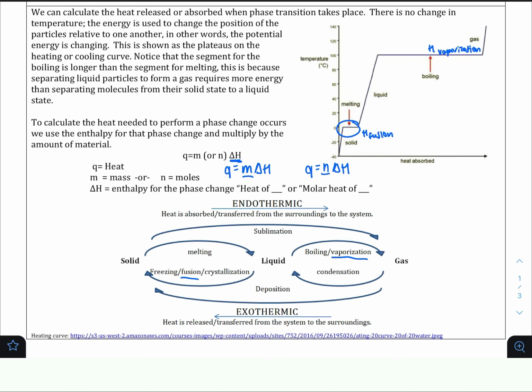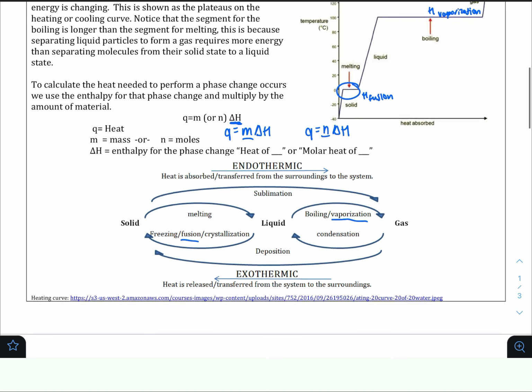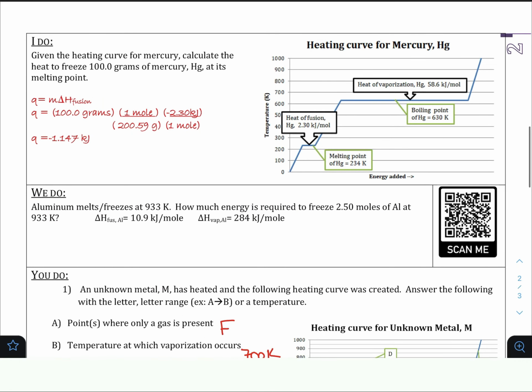Okay, so again, really paying attention to units here. All right, so if we look at number 1, or the I do problem, again, heat of fusion is much smaller than my heat of vaporization. Given the heating curve for mercury, calculate the heat to freeze 100 grams of mercury. So we're talking about right here.